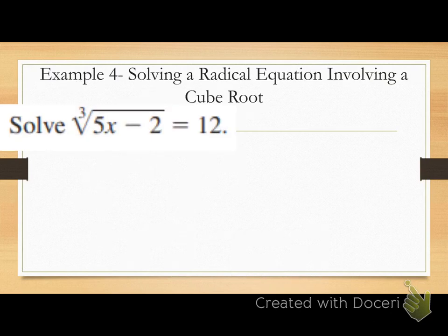Sweet. The worksheet now. Here we go. Solve the cube root of 5x minus 2 equals 12.